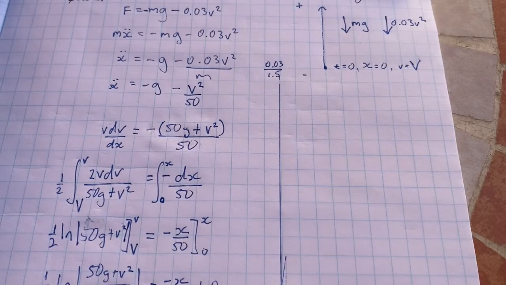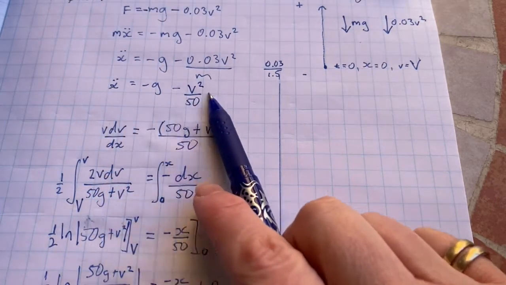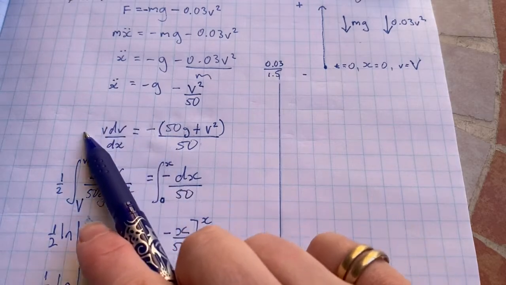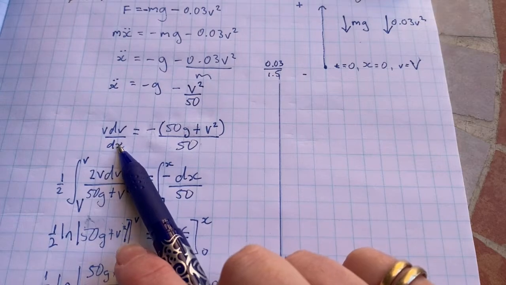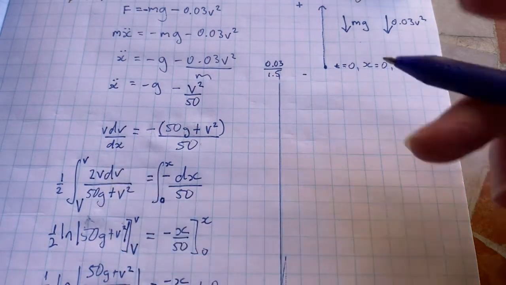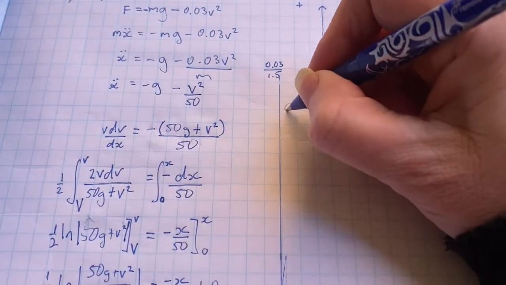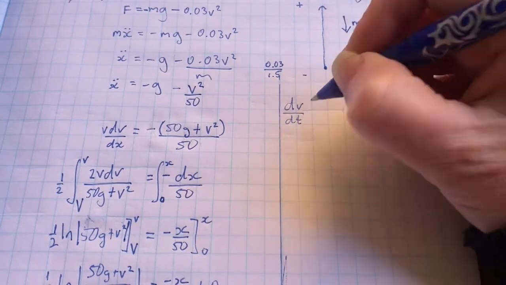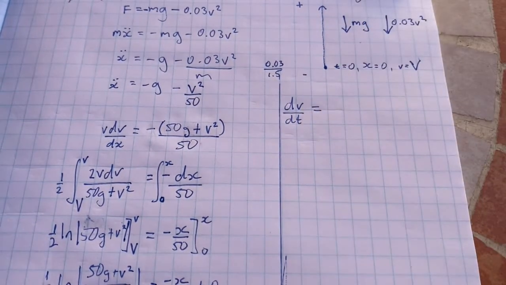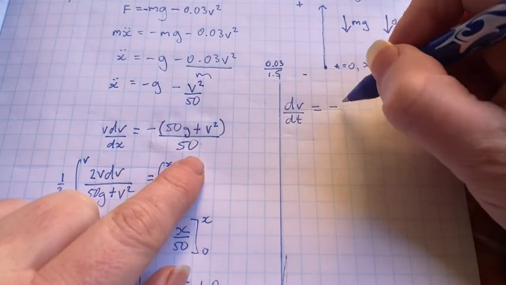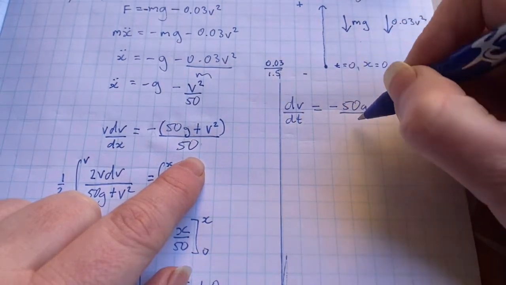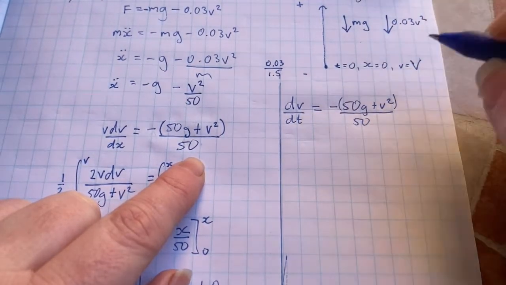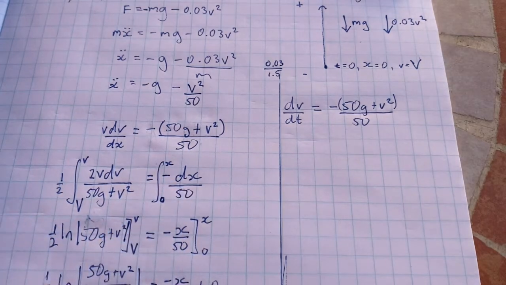Now we were also asked the time taken to reach that maximum height. And for that, I'm actually going to go right back to this first line, and instead of using v dv dx, I'm just going to use dv dt, because I want time, not displacement. So instead of this line, I'm going to write dv dt is equal to this same thing, so negative 50g plus v squared over 50. Let's just put some brackets around that so we know that negative is definitely right on the outside.